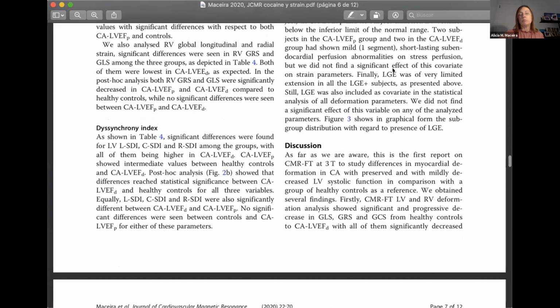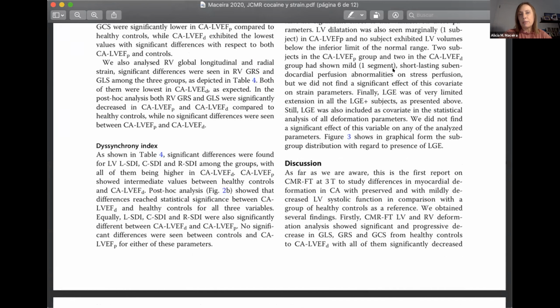Briefly summarizing the paper, we concluded that strain analysis could show some early subclinical dysfunction in cocaine addicts who did not have depression of their left ventricular or right ventricular ejection fraction. And that's mostly the paper.